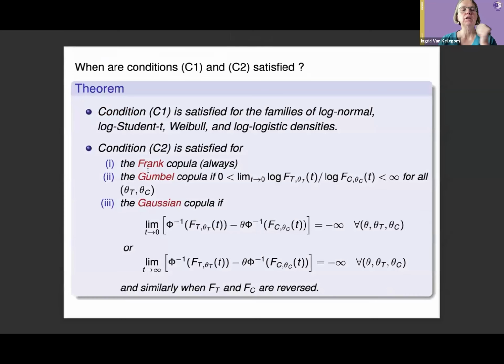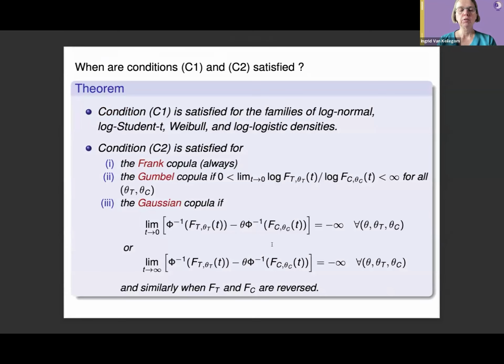It's not always satisfied. So here you see three examples. If you take the Frank copula, it's always satisfied. And for the Gumbel and the Gaussian, there are two sufficient conditions that guarantee this condition C2.